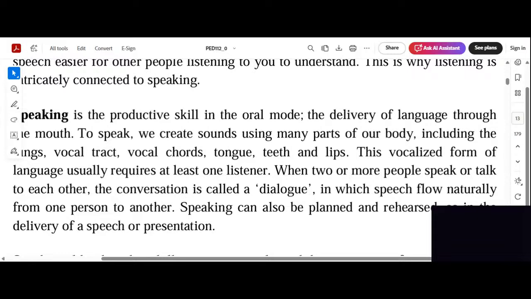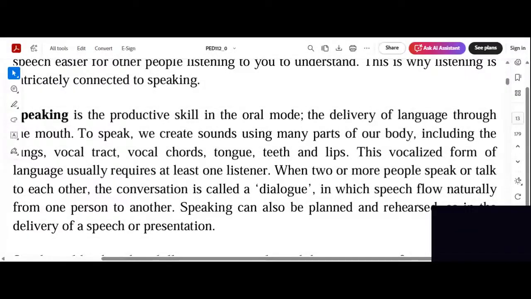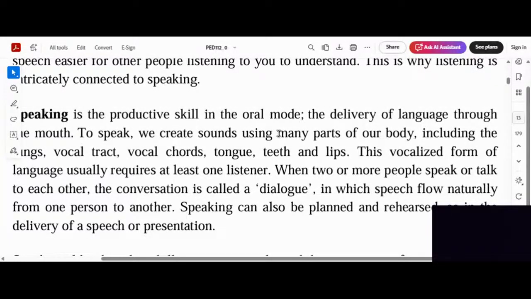When you are speaking, you are constructing, you are building, you are dishing out something from within you. So that is production. You are producing sound. So speaking is a productive skill, while listening is a receptive skill. Please don't mix them up. Listening is a receptive skill. Speaking is a productive skill.